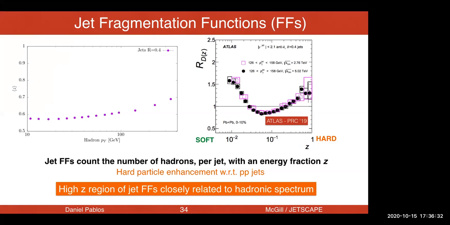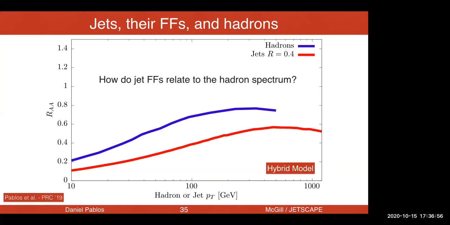Okay. Indeed, if you look at the average Z fraction for the different hadrons in the spectrum, they correspond to a Z fraction which is pretty high. Of course, they are the leading tracks of the jets. So the high Z region of these jet fragmentation functions are closely related to the hadronic spectrum. So let's look at how these jet fragmentation functions relate to the hadron spectrum.